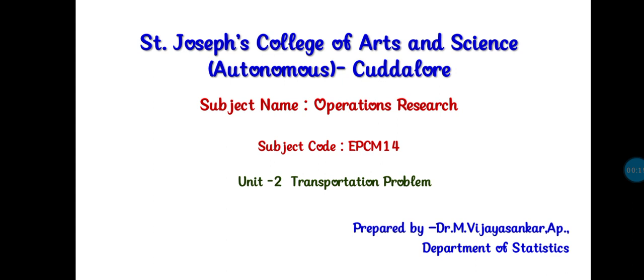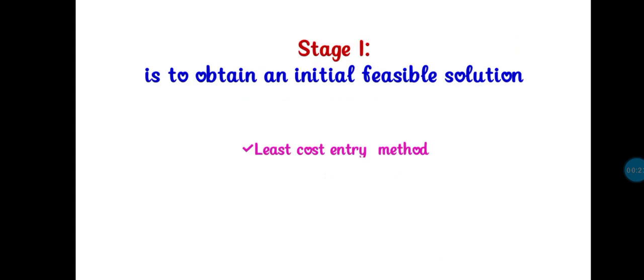In this video, we will discuss how to find the optimal solution to a transportation problem. Here, we are going to discuss the stage 1 problem. The stage 1 problem is used to calculate an initial feasible solution. Now, let us discuss the least cost entry method from stage 1.